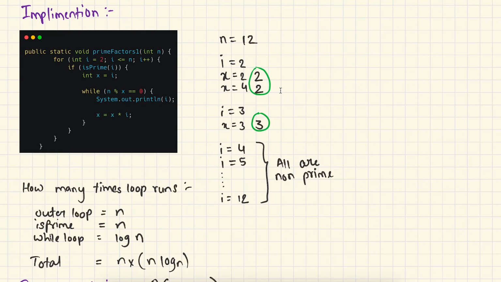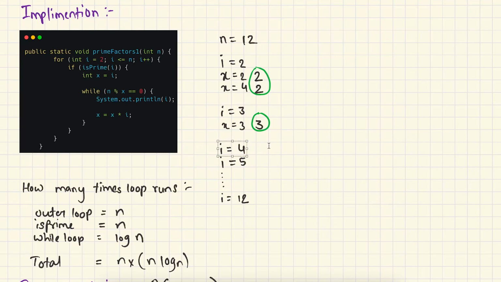And once all the multiples of 2 come out, the inner loop gets terminated and the control goes back to the parent loop. Okay. So in the next iteration, i becomes 3 and the while loop simply checks if n is divisible by 3 or not. This time 12 is divisible by 3, so 3 gets printed on the screen. In the next iteration, x becomes 9 and now 12 is not divisible by 9. So the inner loop gets terminated and the control goes back to the outer loop.